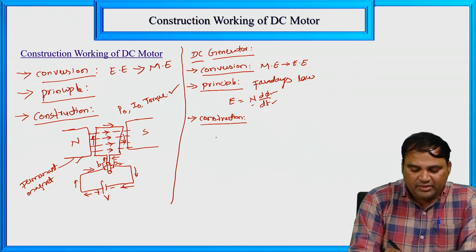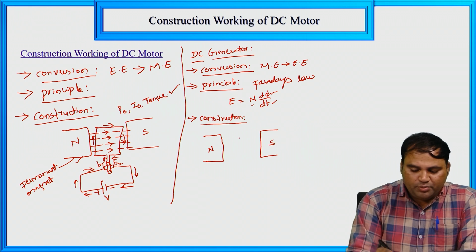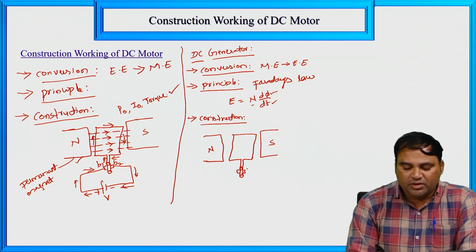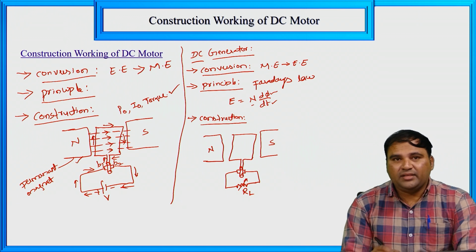Here we have the diagram. Again, we have two permanent magnets, north pole and south pole. In between these two permanent magnets, we connect one copper coil. Here is the copper coil, and here is the commutator. For this commutator we have two brushes. For these two brushes we need to connect the load, and this is the load.